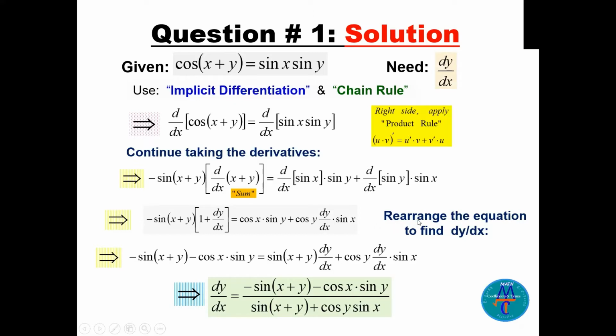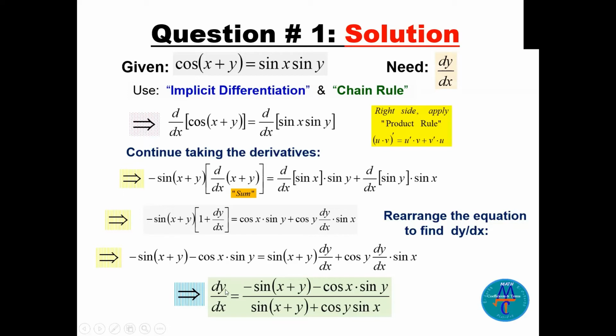And then we have to rearrange the equation. So we multiply minus sine of x plus y times 1, we leave it here. And then cosine of x times sine of y, bring it on this side, on the other side, becomes minus. Now, when you multiply this with dy over dx, that's a minus sine of x plus y. Take it on the other side, becomes plus. Plus cosine of y, dy over dx times sine of x. Take dy over dx as a common factor. And then divide by this coefficient.